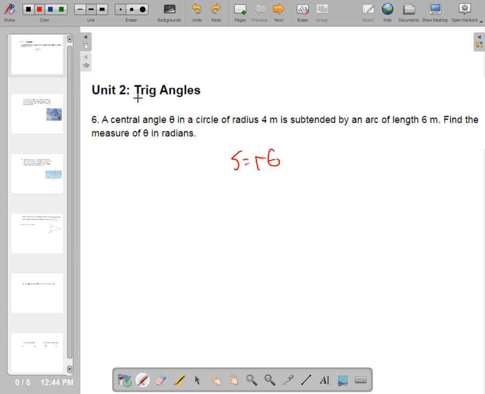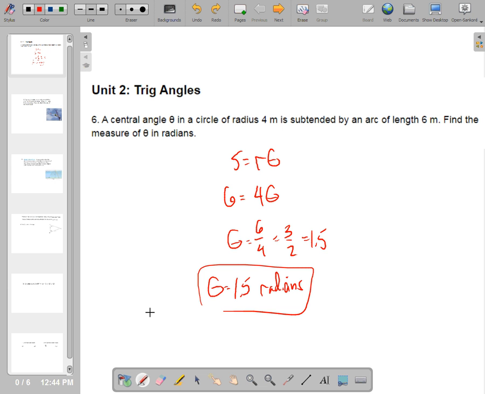In this problem, they're saying that we have a central angle in a circle with radius 4, that's 4, is subtended, so that means the arc on the outside of the circle is 6 meters, and I don't know theta. So S equals R theta, divide both sides by 4, you have theta equals 6 over 4, which is 3 halves, or 1.5. So let's say theta is 1.5 radians. If it's not in terms of pi, decimals are okay. So theta equals 1.5 radians.